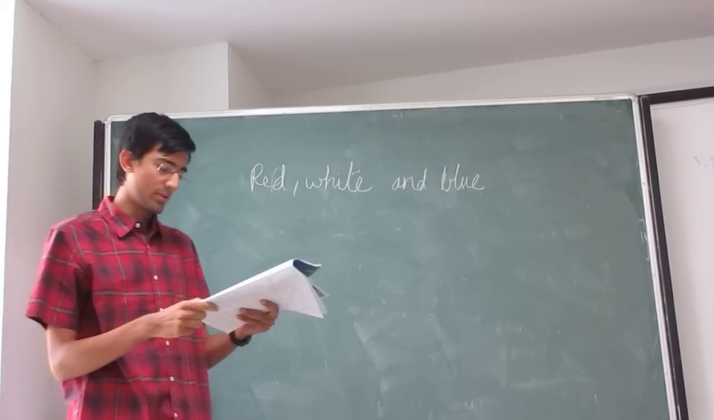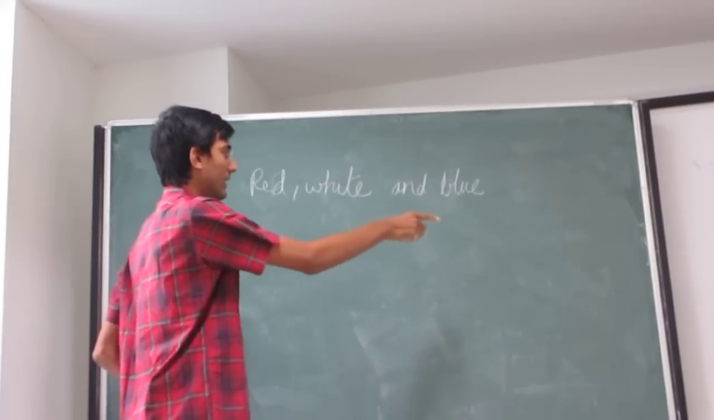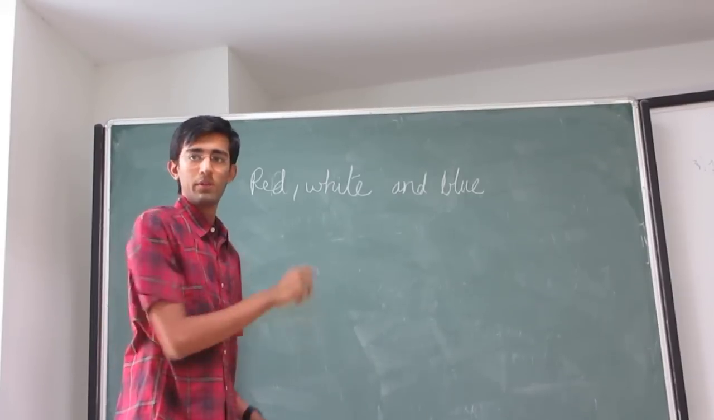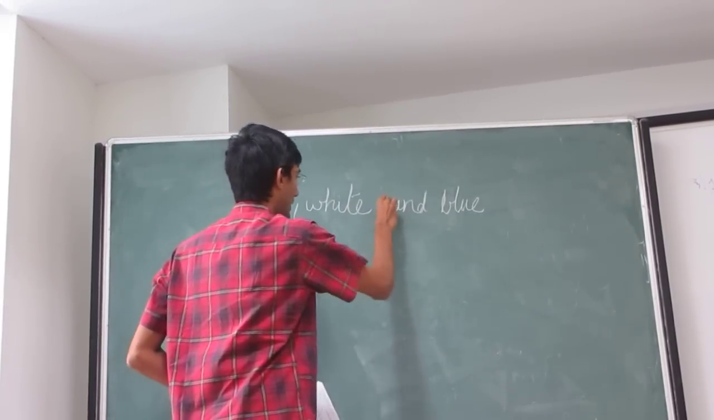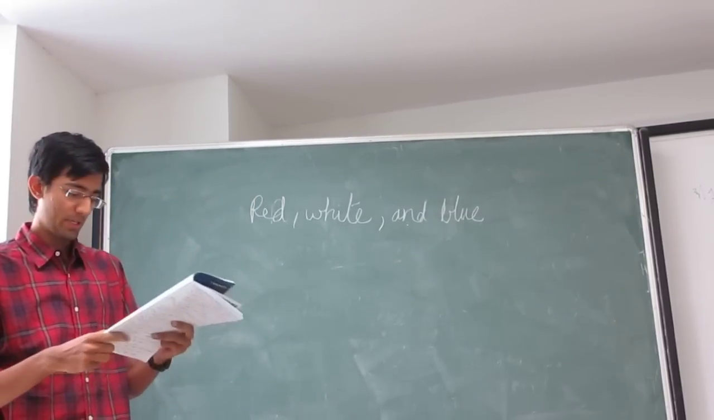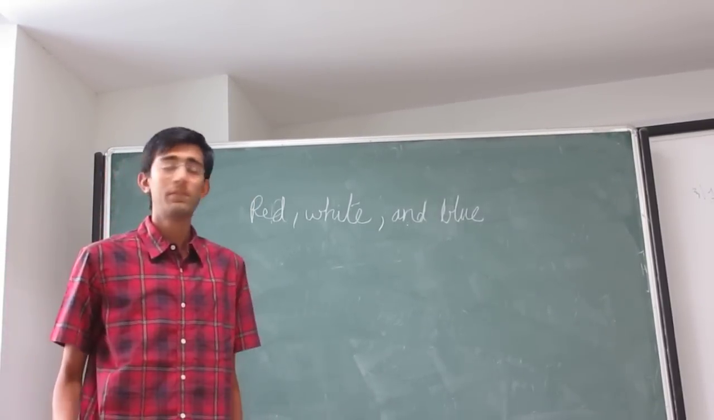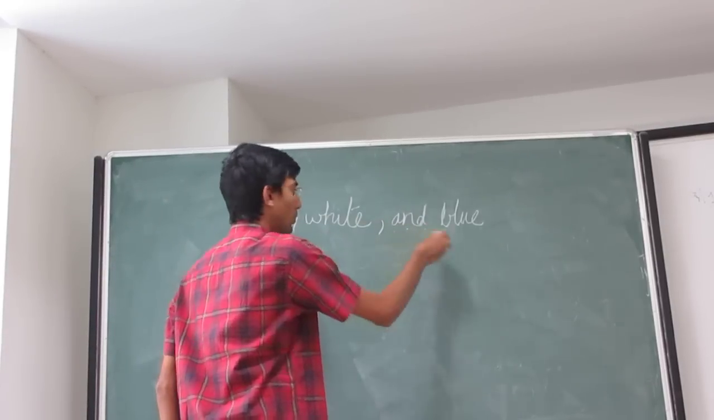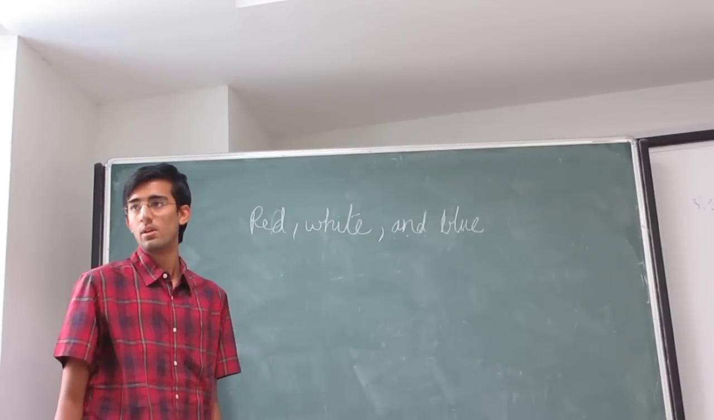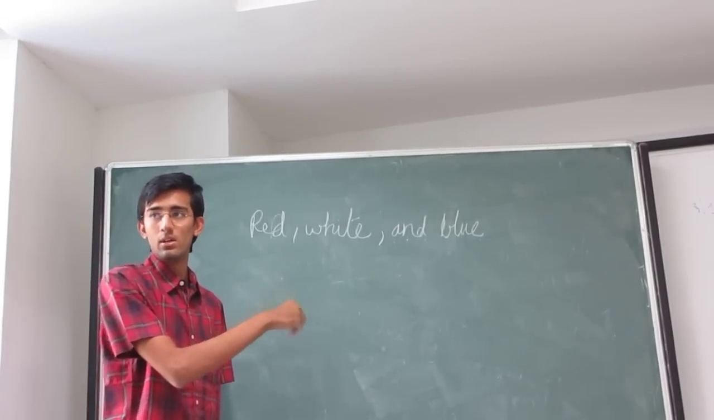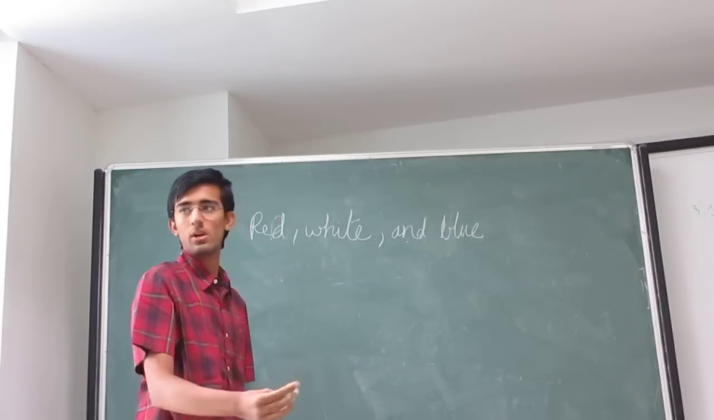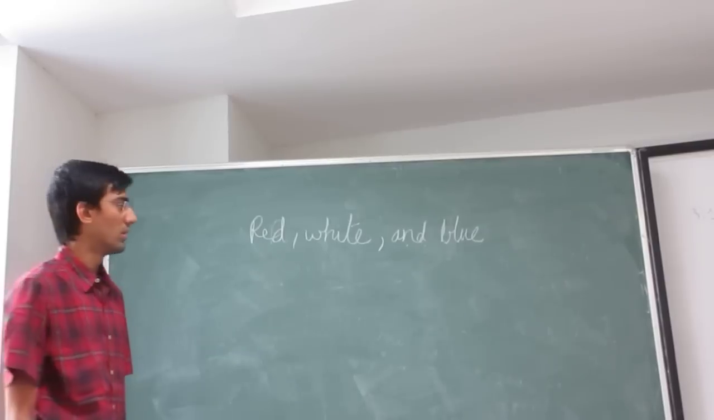No. But the actual rule is, if you're writing a series of three terms, after every single word you have to give a comma. So you first give red, comma, white, comma, and blue. That's the rule. If there is a conjunction separating two or more terms in a sentence, after every one of those terms you have to use a comma, even before the and. So in red, white, and blue you give a comma after red, one after white, and a full stop after blue. If it's only white and blue, then no comma.